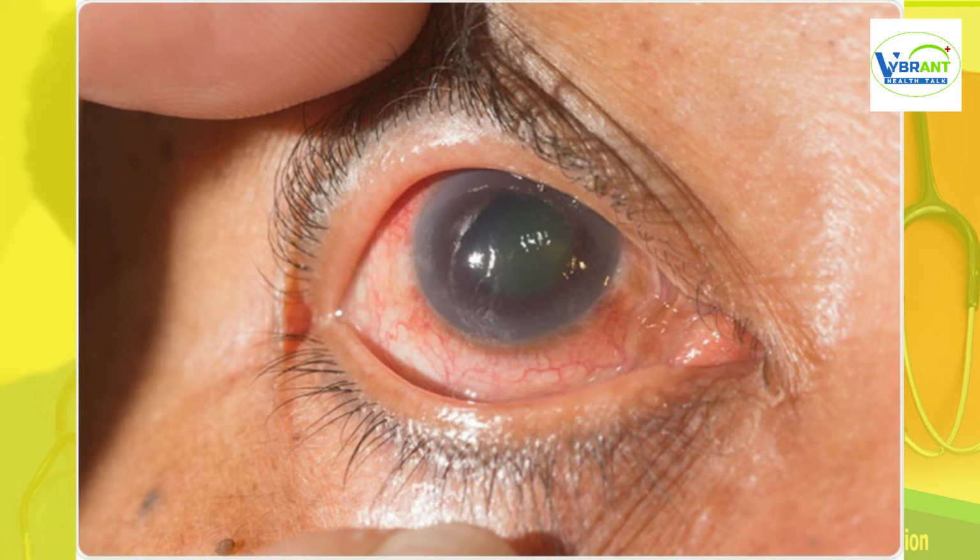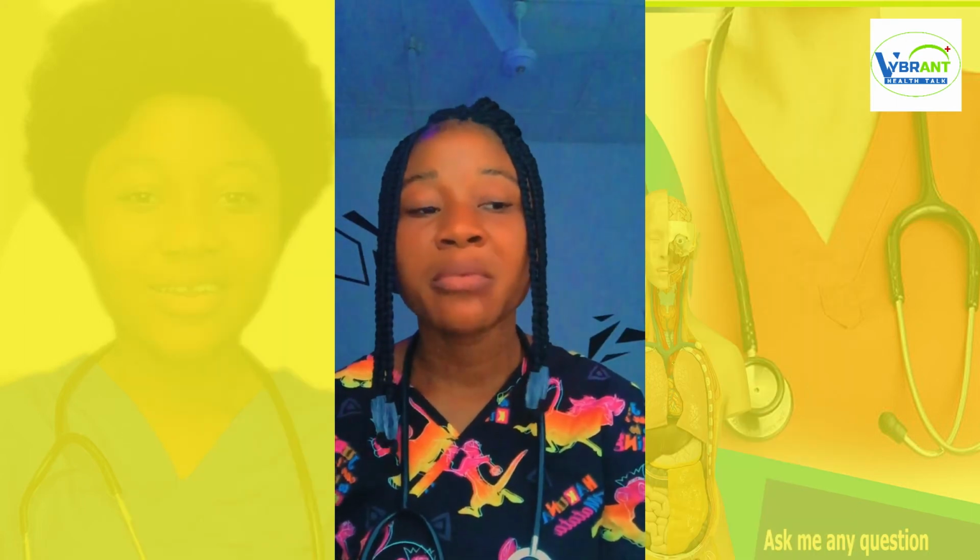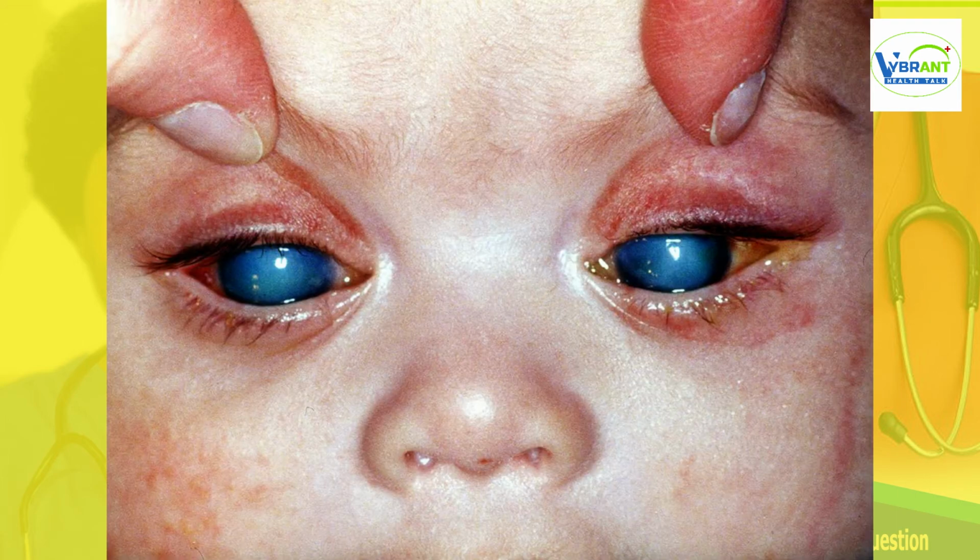We have types of glaucoma. We have open angle glaucoma, which is the most common type of glaucoma. We have closed angle glaucoma. We have normal tension glaucoma. Then we have pigmentary glaucoma and even glaucoma in children.